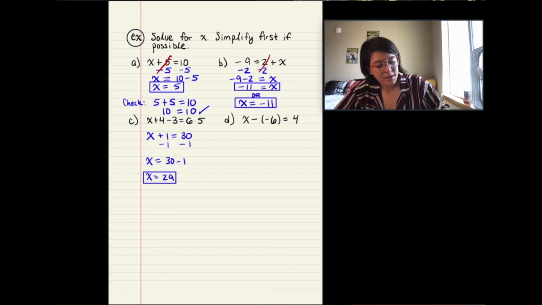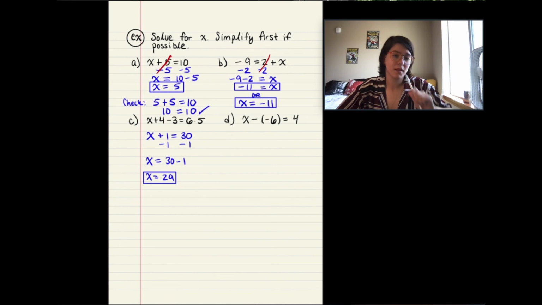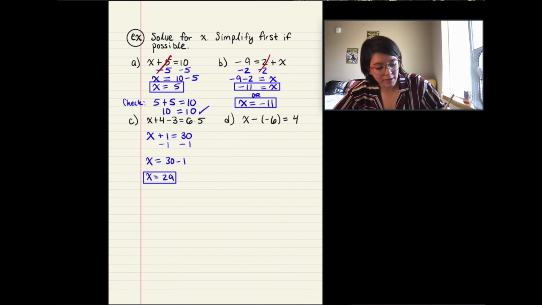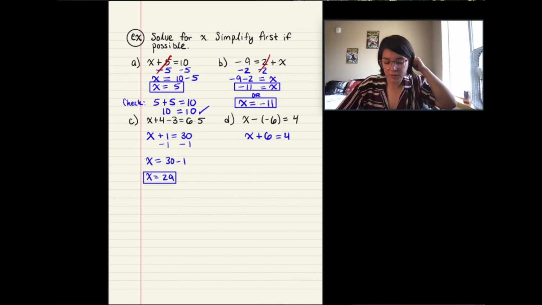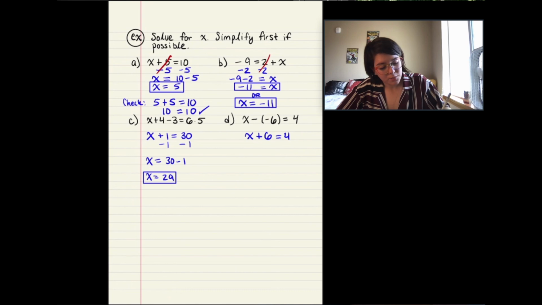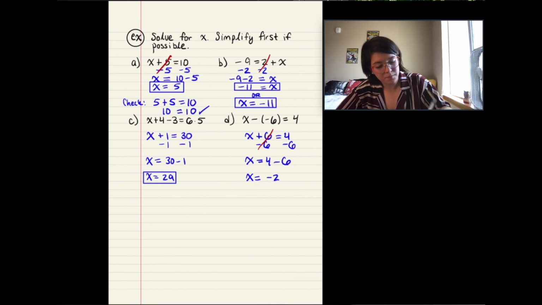So we have x minus negative 6. Now remember, what does it mean when we have a minus a negative? What can we rewrite that as? Well, you might have guessed, we can rewrite this as x plus 6 is equal to 4. So simplifying first before we solve. So now we have x plus 6 is equal to 4. We'll do inverse operations. We'll subtract 6 from both sides. So our 6's cancel. We're left with x on the left. And then we have 4 minus 6 on the right, which would just be negative 2.